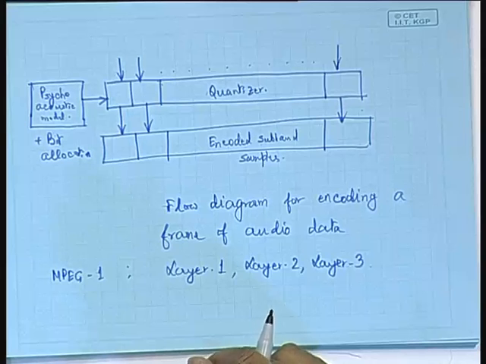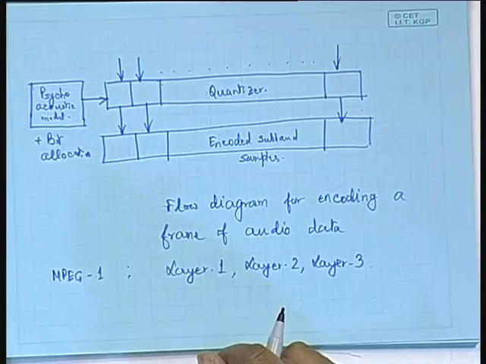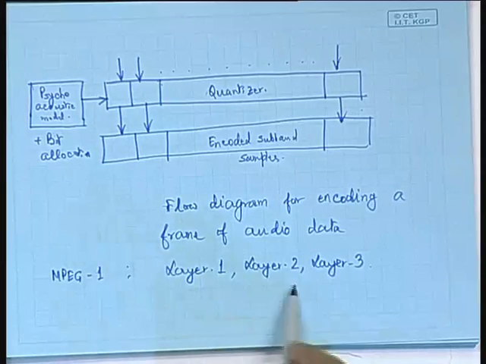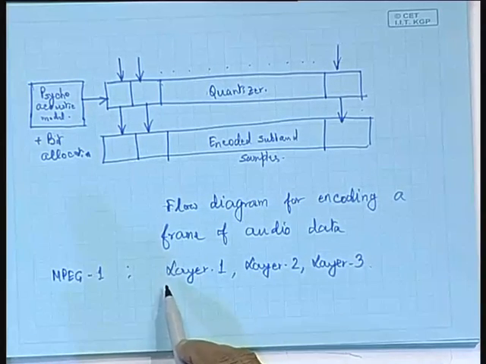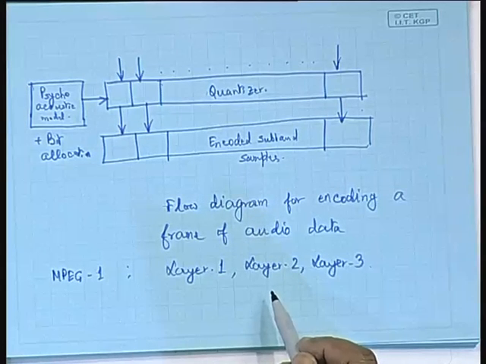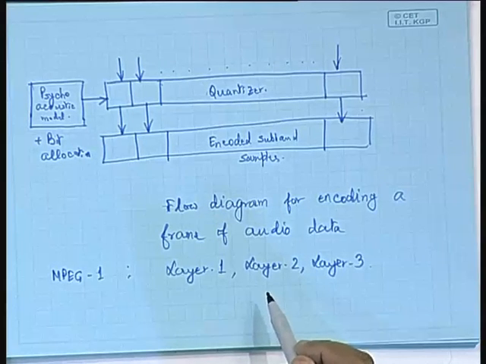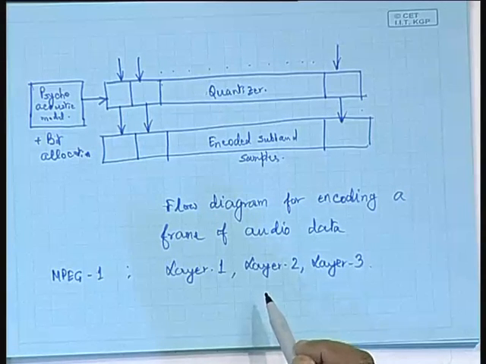In fact, there are two psychoacoustic models which are defined. The simplest is psychoacoustic model 1, on which layer 1 and layer 2 are based, whereas layer 3 uses psychoacoustic model 2, which is a more complicated psychoacoustic model.